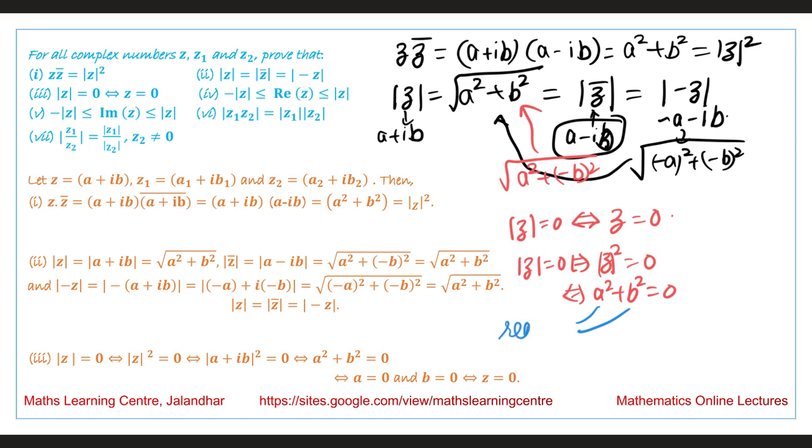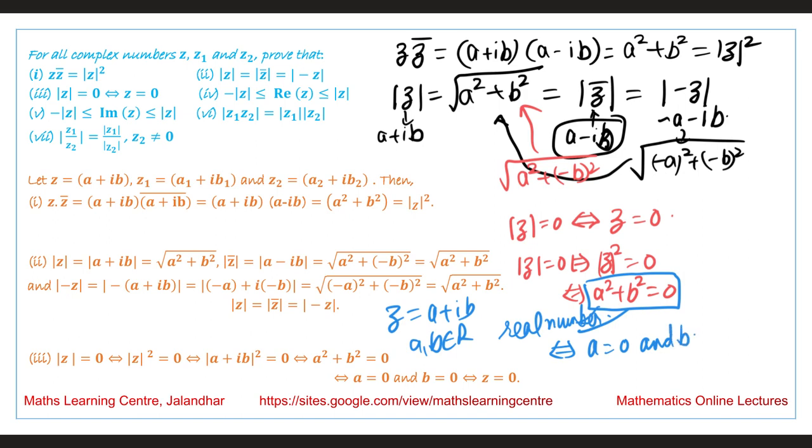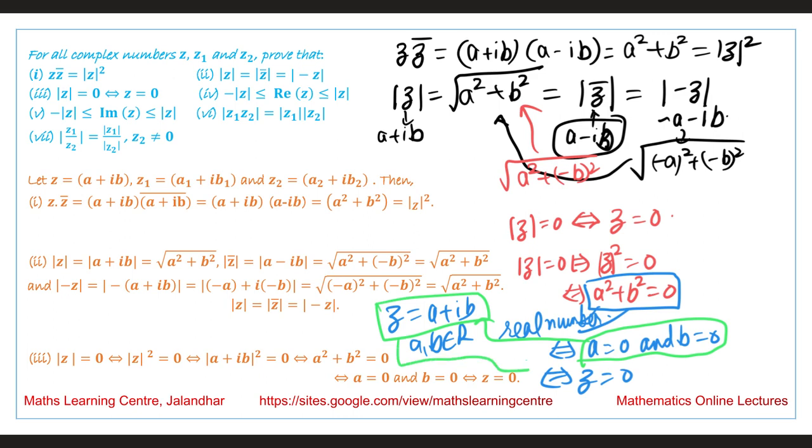A and b, these are real numbers. We are talking about a and b, where z is equal to a plus iota b, and a and b are real numbers. For real numbers, if a square plus b square is 0, this means a is equal to 0 and b is equal to 0. So this means z is equal to 0, because we substituted a is equal to 0 and b is equal to 0 over here, and we obtain z is equal to 0. And this is what we have to prove, that mod of z is 0 implies and is implied by z is equal to 0.